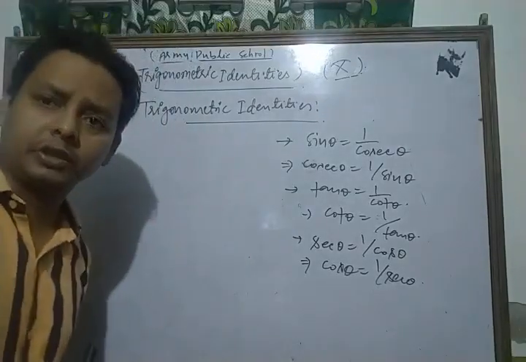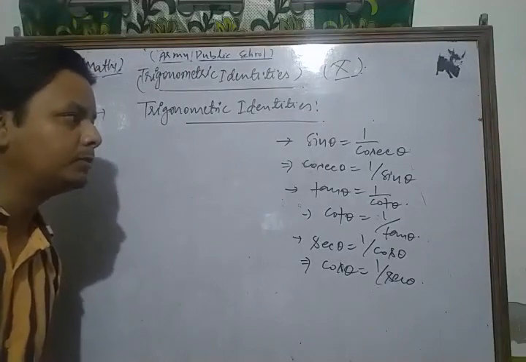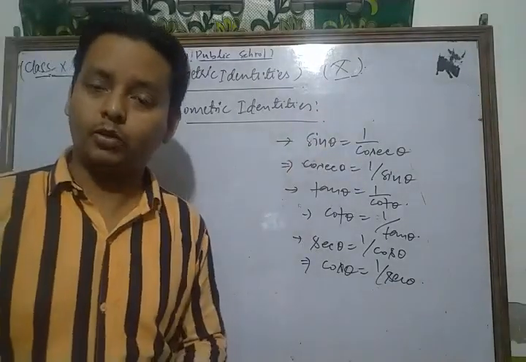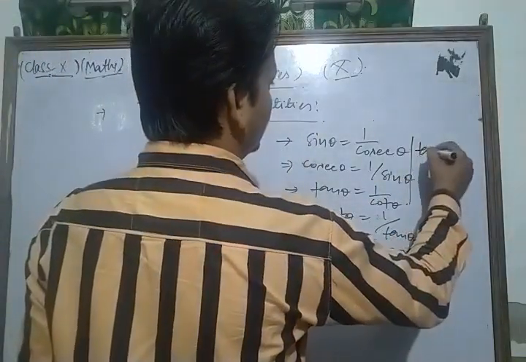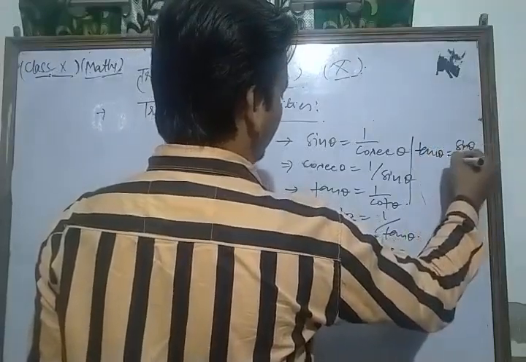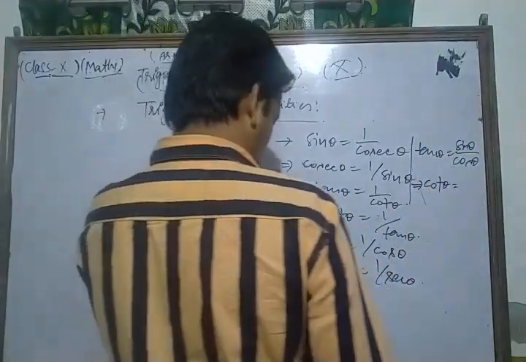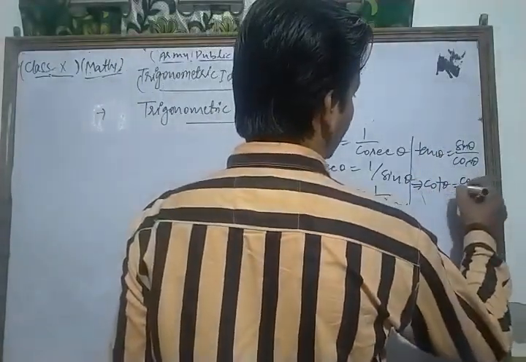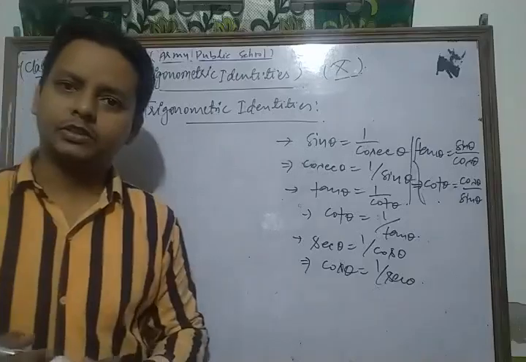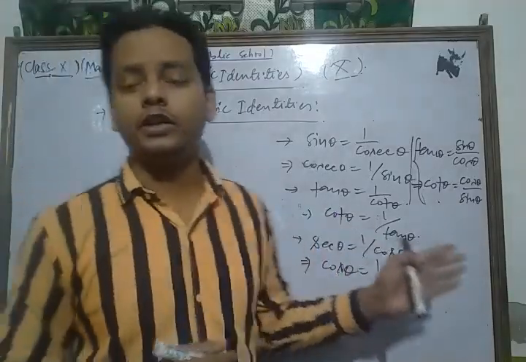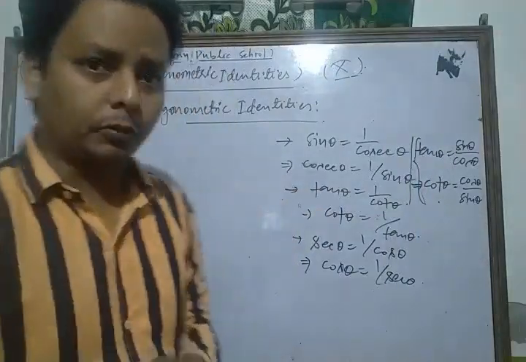This is the relationship between the trigonometric ratios, and we solved some important questions based on these formulas. Two other important identities are what? Tan theta is equal to what? Sin theta upon cos theta, and cot theta is equal to what? Cos theta upon sin theta. We also discussed these identities, and we solved some important questions based on that topic.